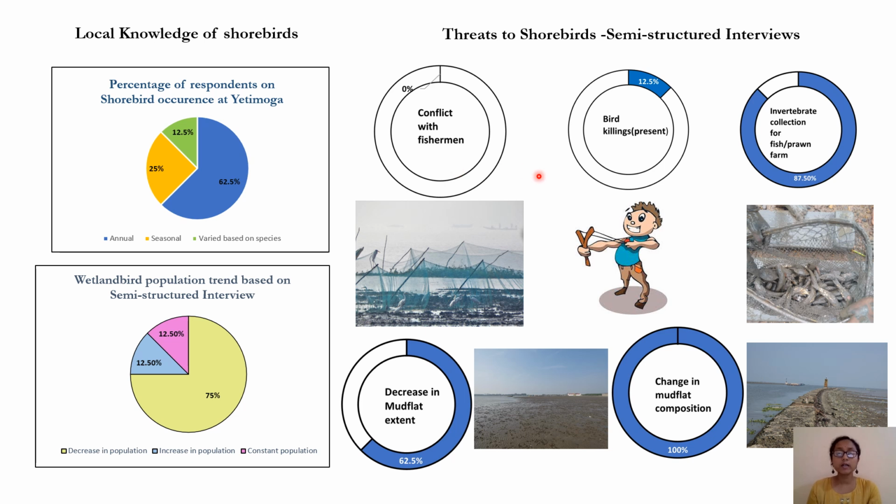Then when interviewed about some of the threats, all the fishermen agreed that there is 0% conflict, or no conflict, of these waders with the fishermen, as they understand that these waders mainly feed on invertebrates such as mollusks and not the fish. And 12.5% of respondents believe that there is still bird killing in the mudflat that happens today. And 87.5% believe that invertebrate collection is done in the mudflats for fish and prawn farming.